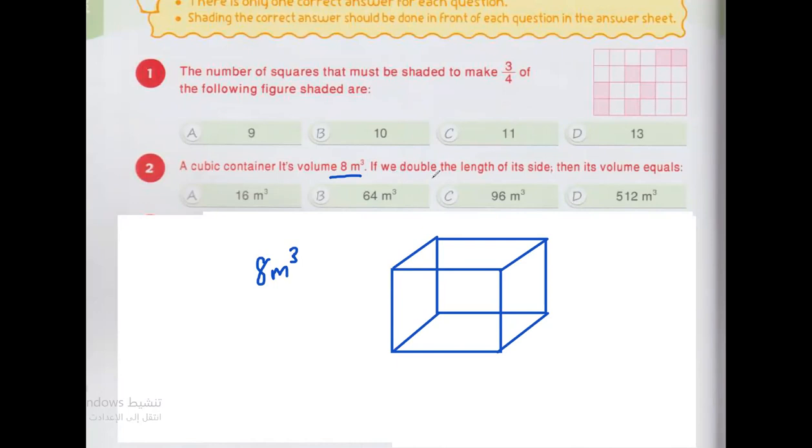So if we double the length, first we find the first length. What is the length here for the cube in the first one? What do you think? Can you tell me? 2 m? Yes, right, 2 m. The length in the first cube is 2. How do you know the length of its edge is 2 m?